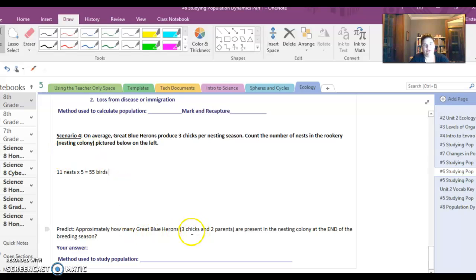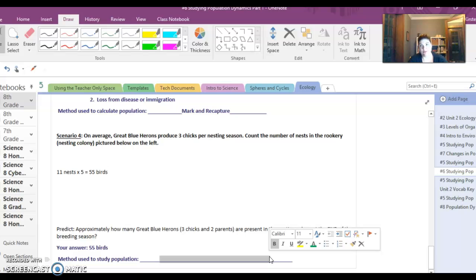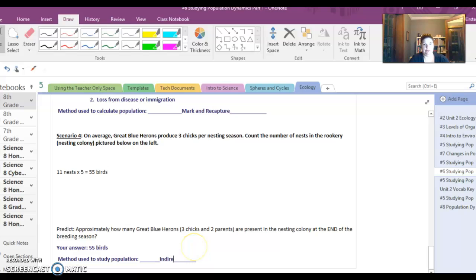So some people might have just multiplied by 3 or multiplied by 2, or maybe you counted 10 nests. I didn't take points off there. What you should know is that there were 11 nests, and that gives you 55 birds, because 5 birds per nest. And then we were measuring the nests. We were counting the nests. We weren't counting the birds. So we used our information that we knew about the birds, and we counted the nests, so that would be indirect observation.